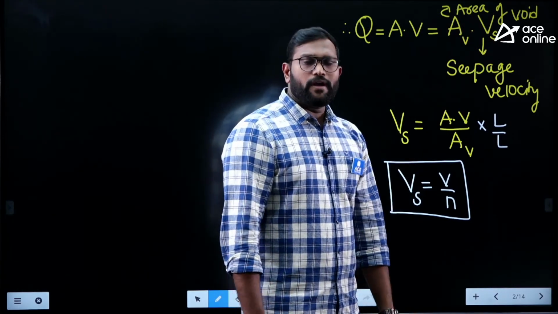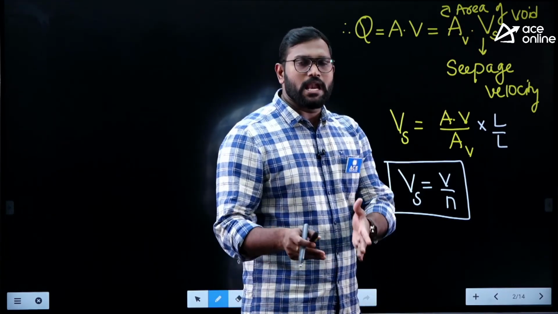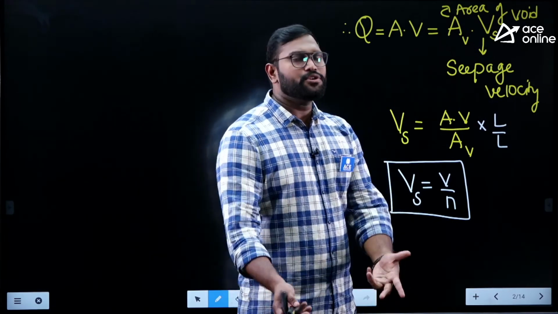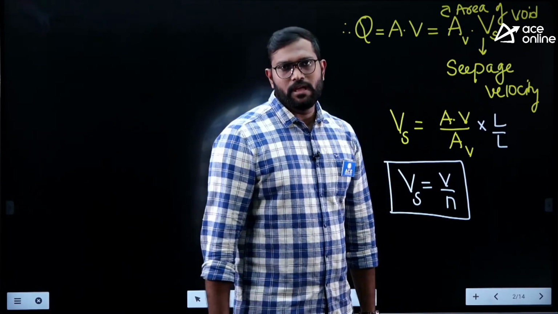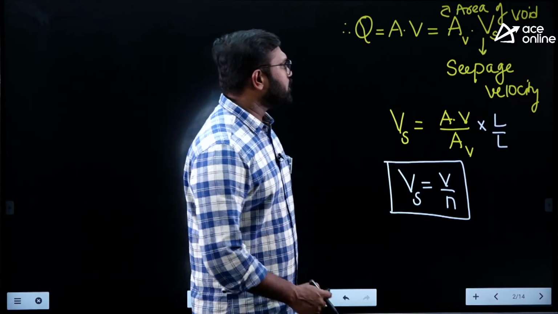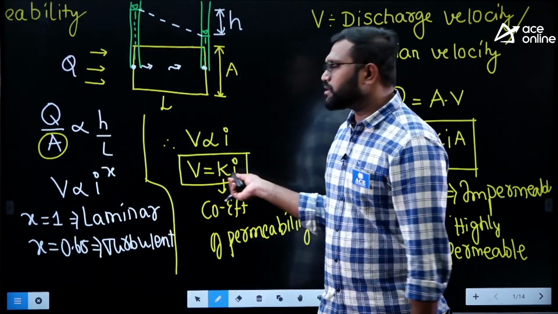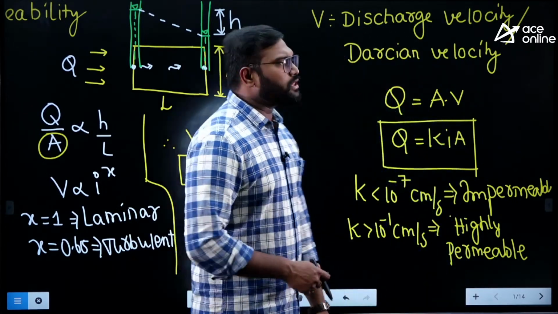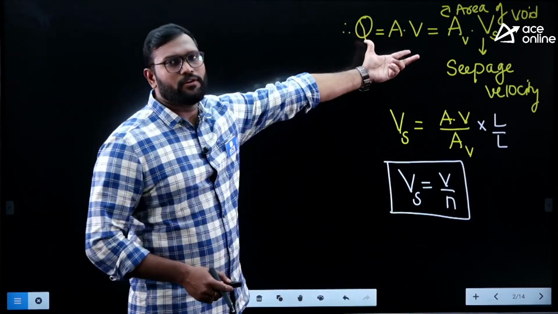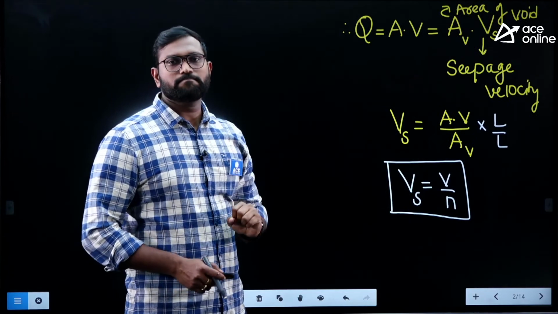So if I ask you what the seepage loss rate is, I don't need to worry about the seepage velocity. I'll just find the Darcian velocity. What is the Darcian velocity? The Darcian velocity is V equals Ki. And once I know Ki, I can find the flow by multiplying with the area.